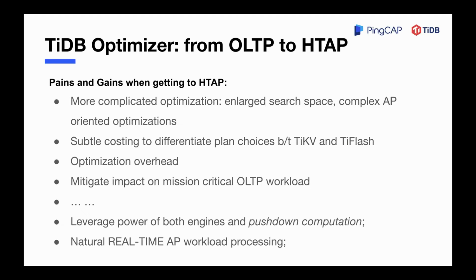And we need to mitigate the impact on the mission critical OLTP workload. Since right now we handle both TP and AP workloads at the same time, we need to make sure the AP won't impact the mission critical TP workload. So that's also important.